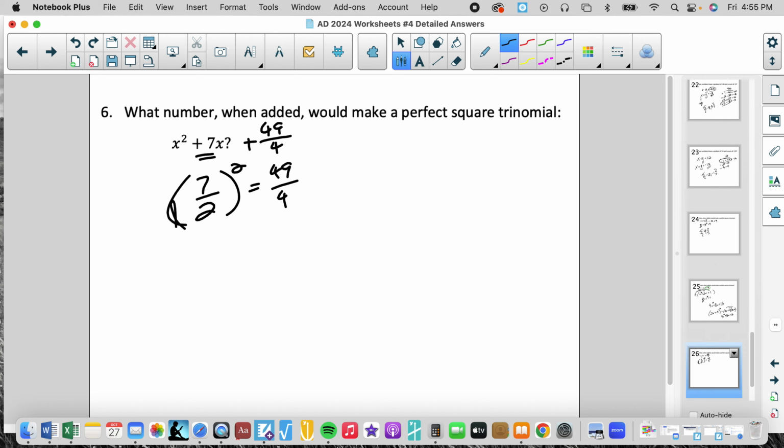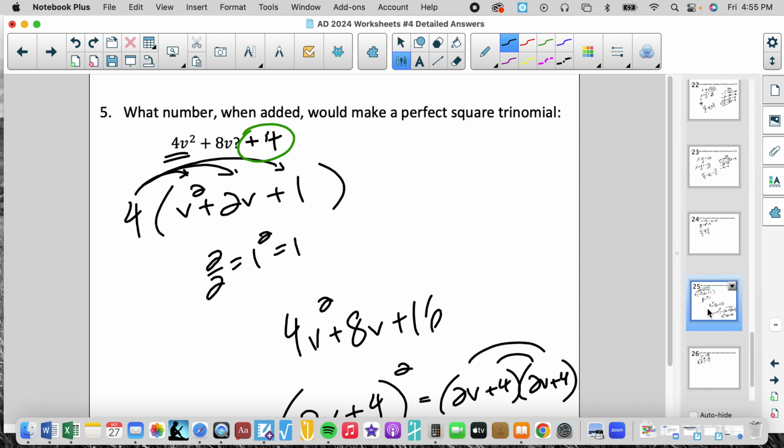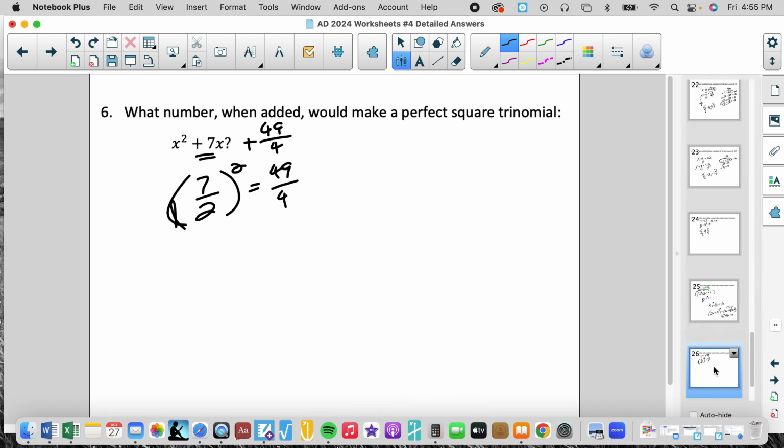So don't be intimidated when the middle term, or b, is odd. It's just as easy. You put a 2 under it. If you can simplify it, you can simplify 2 over 2. Or if you can't, just square it. Square the numerator, square the denominator, 49 fourths.